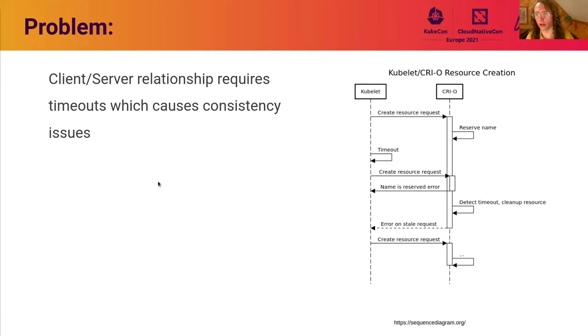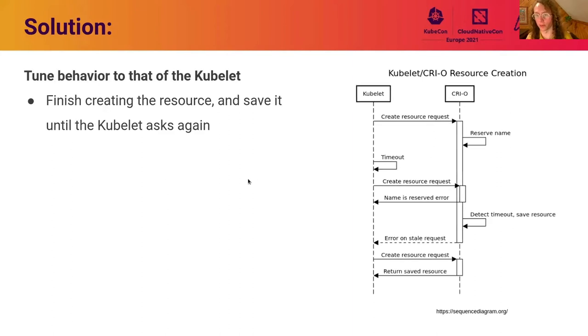And luckily, CRI-O can rely on the fact that it's not a generic container manager, but its behavior is specifically tailored to the needs of the kubelet. So one thing that we can do to mitigate one of the problems is finish creating the resource, and then wait until the kubelet asks again. So the process is largely the same. The name is reserved, timeout happens, create resource comes in again, name is reserved error. So those errors are still propagating through the system.